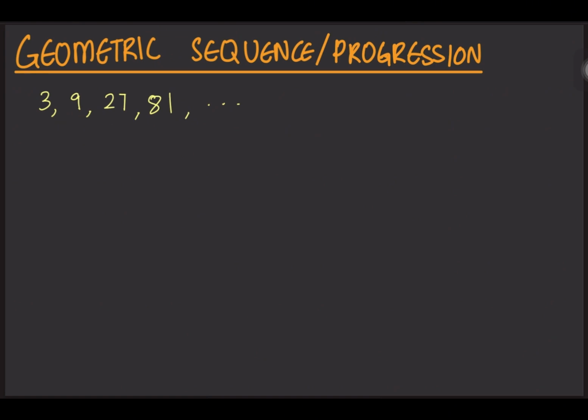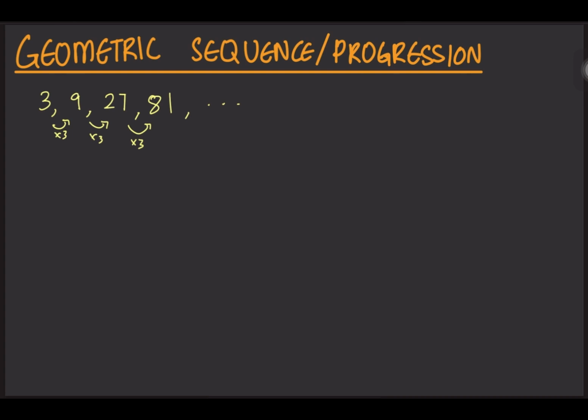But there's another way to look at it, and that is a geometric way. When we see 3 to 9, what do we do? Well, we multiply by 3. 3 times 3 is 9. 9 multiplied by 3 is 27, and 27 multiplied by 3 is 81. In this case, we call it the common ratio.